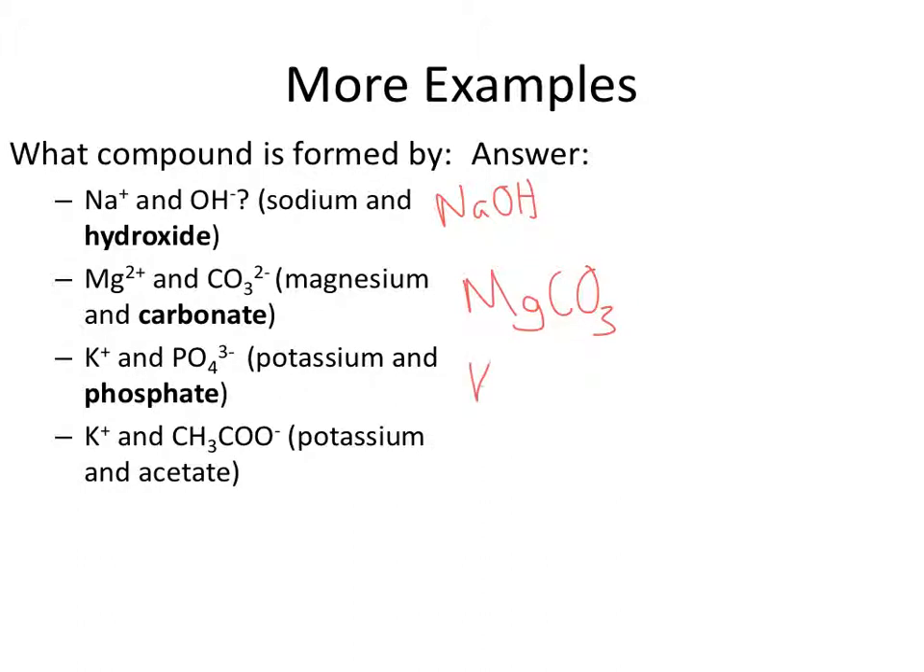So we're going to have K3, because we want 3 positive charges to balance out the 3 minus charge of the phosphate. And it's going to be PO4, because we're just going to have one of those. And then potassium and acetate. Potassium has a 1 plus charge, acetate has a 1 minus charge. So it's going to be KCH3COO. All right. So right, the charges are what matters.